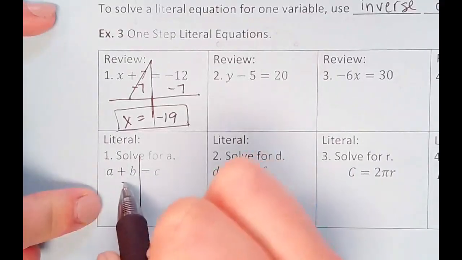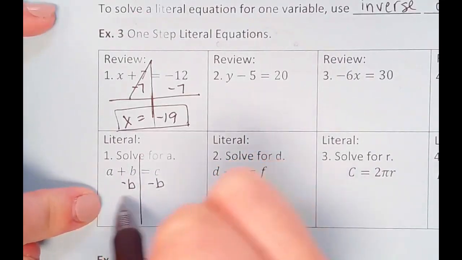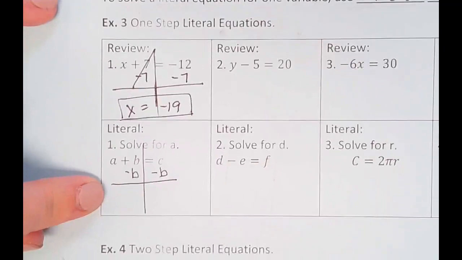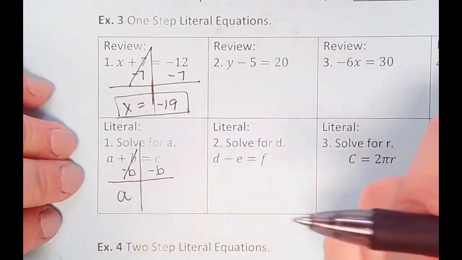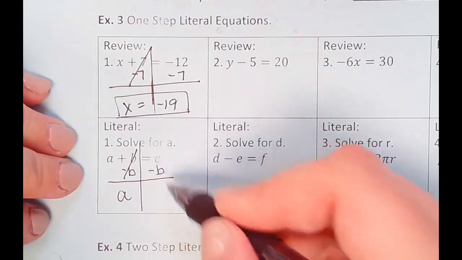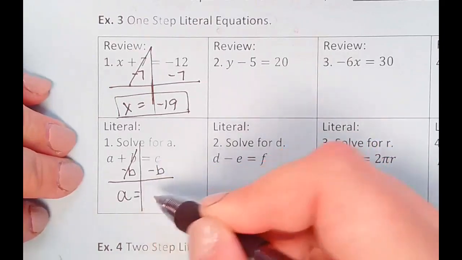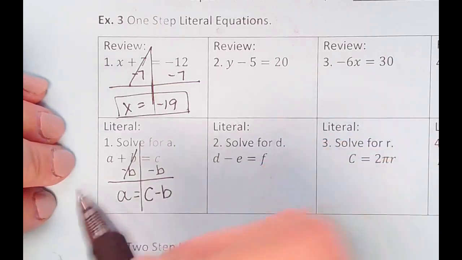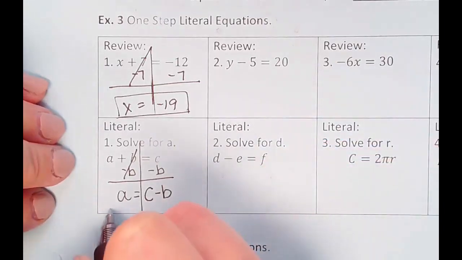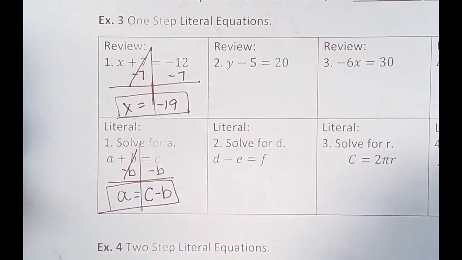Next one. Y minus 5 equals 20. I've got to get y alone, so I'm going to add 5 to both sides. That's the inverse of subtracting it. These 5's cancel. I have y equals 20 plus 5 is 25.